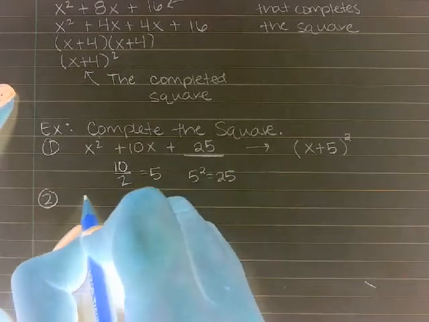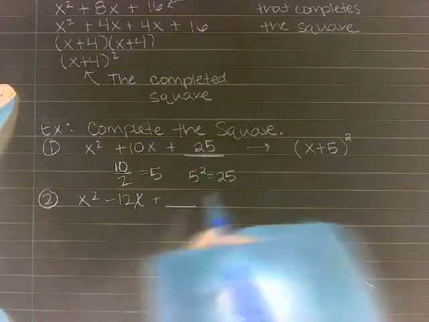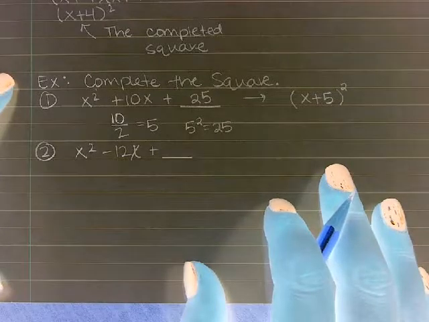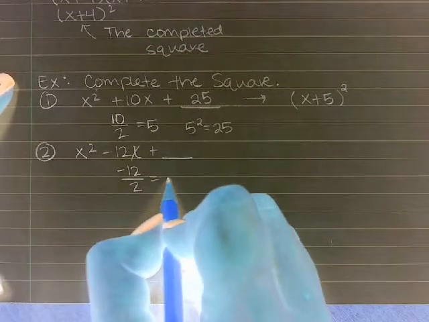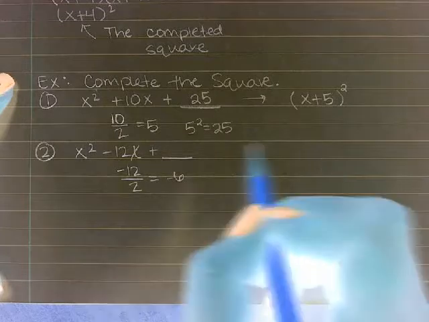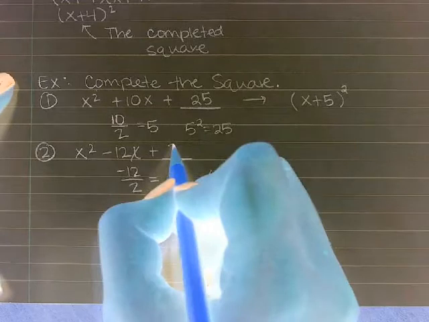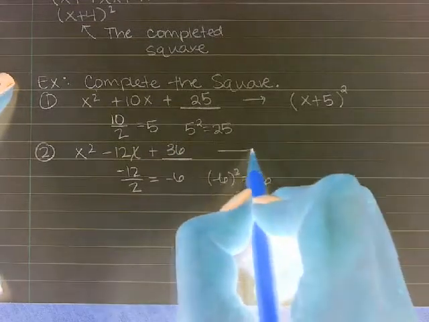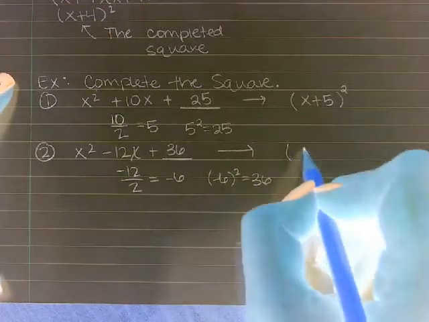Okay, here's the next one. We're going to do x squared minus 12x, and we're going to figure out what number would complete the square. So negative 12 divided by 2 is negative 6, and if you were to multiply that by itself, it would give you 36, positive 36, very good. So we're going to say 36 is the number that completes the square. And if we think about the parentheses that we would have gotten, what would they be? X minus 6.